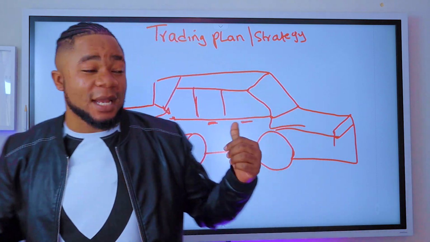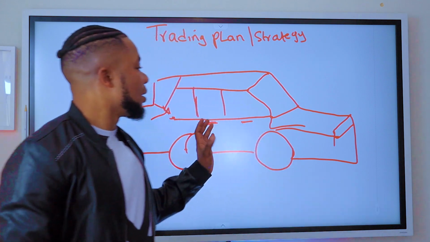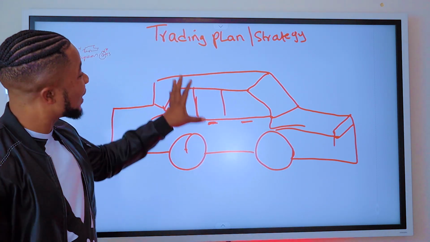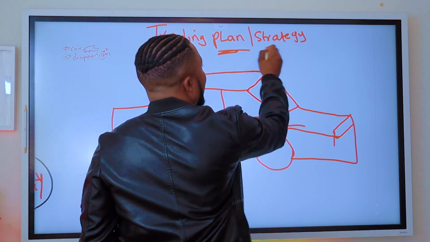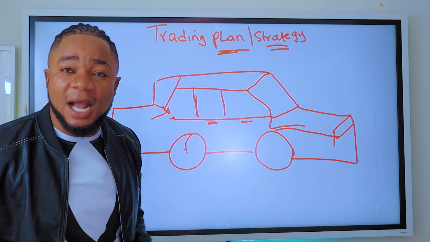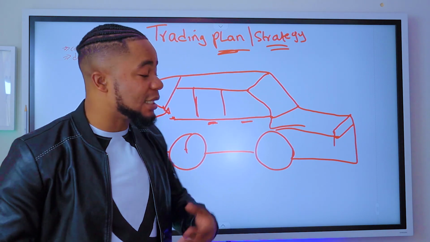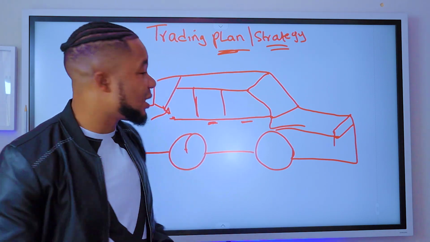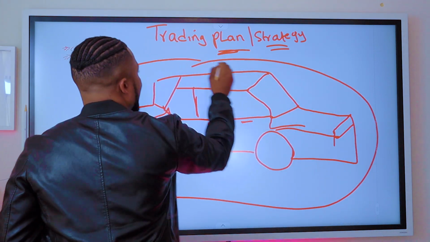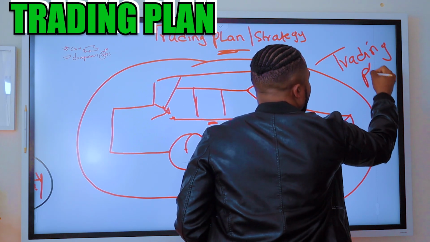Good. So you can see, yes, my Lamborghini Aventador or my Lamborghini Huracan or whatsoever. The explanation of this Lamborghini will help you understand the difference between a trading plan and a trading strategy. The whole body of the car, which encloses the engine, the radiator, the gearbox and everything, is the same thing as a trading plan.